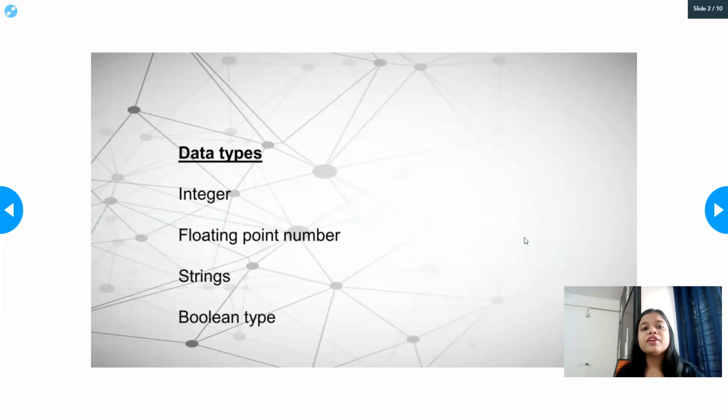Now, whenever we assign data to the computer, it is always recommended to give it a type, to avoid further conflicts, you can say. So basically, whatever data we are giving, we have to provide a type with it. Now, what are the types available? In Python, the four main types of data are integer, floating point number, strings, and Boolean types. Now, what are they exactly? We will see one by one.